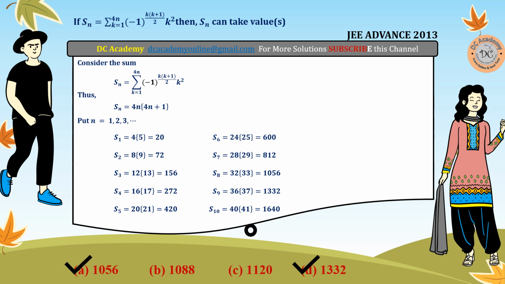And Sn is 4n into 4n plus 1, so it's obviously an increasing function for integer n. Therefore, we should not go further, because if I go up to S10, we get a maximum of 1640, and all the values in the options are less than 1640. So for this particular problem, option A and option D are the correct solution. And that's it. Hope you understood the problem. Thank you.